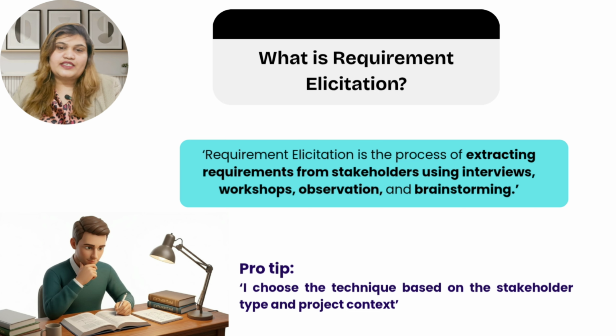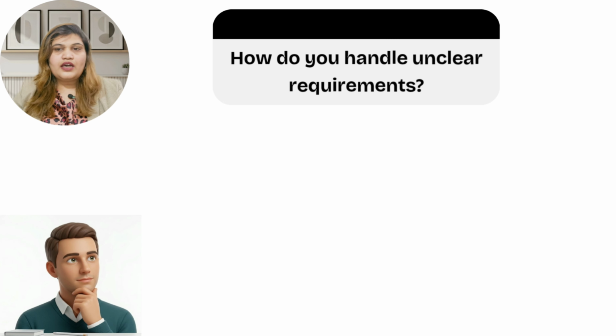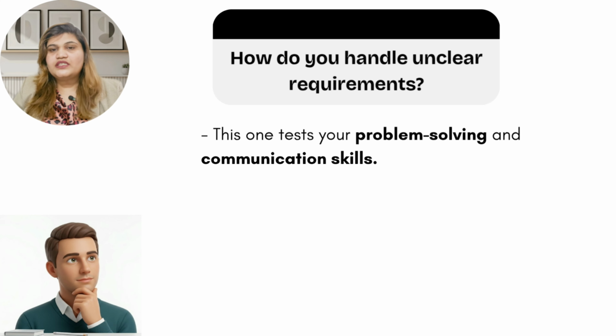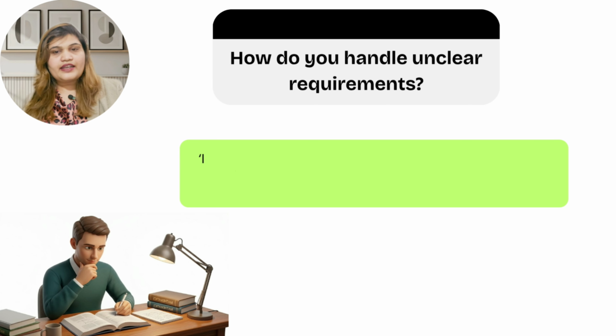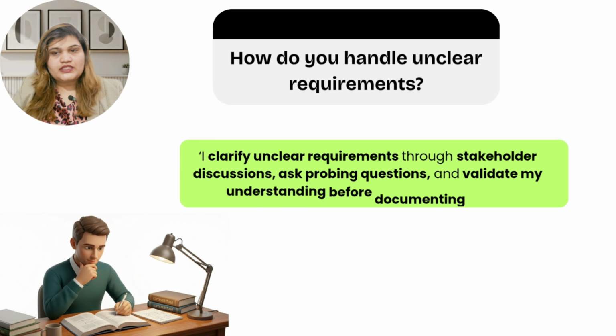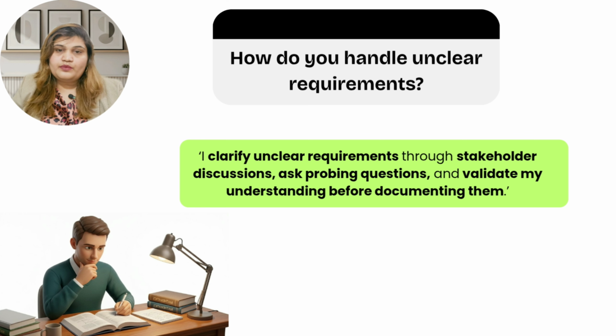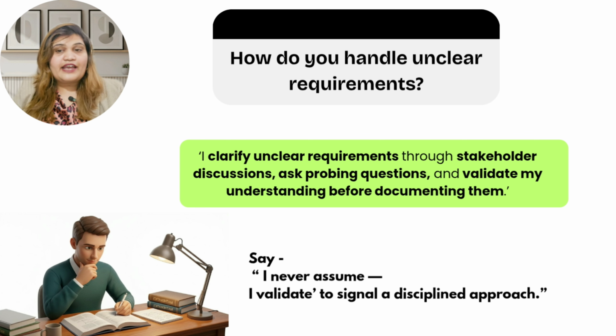It shows practical experience. How do you handle unclear requirements? This one tests your problem solving and communication skills. Mistakes: assuming what stakeholders meant. Saying I asked once and proceed shows weak validation. Here's the right answer. I clarify unclear requirements through stakeholder discussions, ask probing questions, and validate my understanding before documenting them. Pro tip: say I never assume, I validate, to signal a disciplined approach.